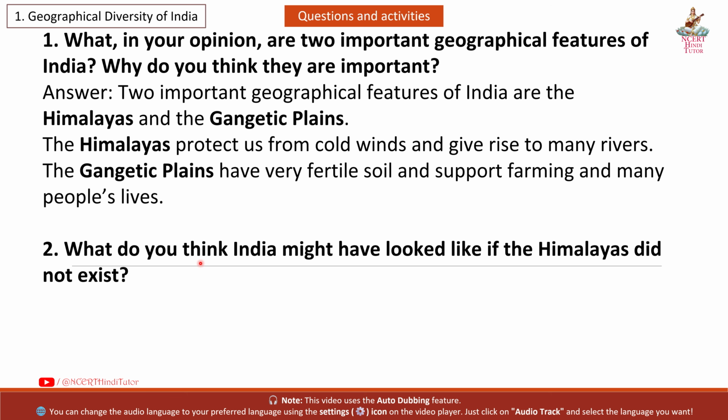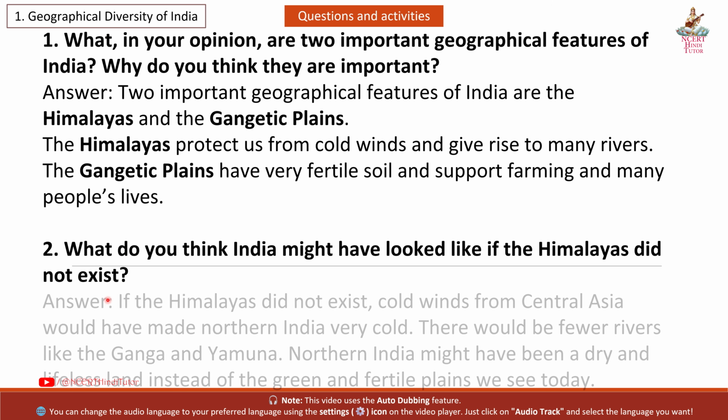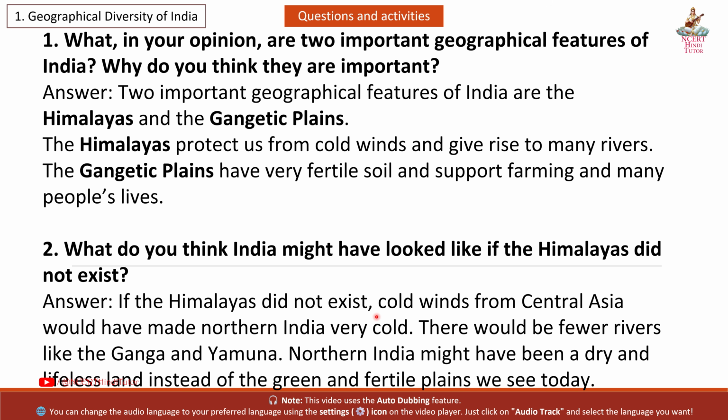Question 2. What do you think India might have looked like if the Himalayas did not exist? Answer: If the Himalayas did not exist, cold winds from Central Asia would have made northern India very cold. There would be fewer rivers like the Ganga and Yamuna. Northern India might have been a dry and lifeless land instead of the green and fertile plains we see today.